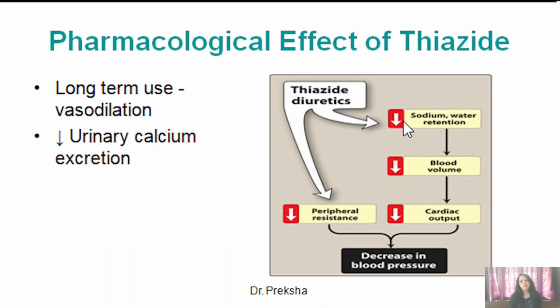Now coming to the pharmacological effects of the thiazide diuretics. Thiazide diuretics will cause a decrease in the sodium and water retention. This ultimately results in a decrease in the blood volume, and this results in decreased cardiac output as well as decreased peripheral resistance. These changes bring about a decrease in the blood pressure. When you use thiazide for the long term, it will result in vasodilatation and that will result in a decrease in the blood pressure. Apart from this, thiazide diuretics also decrease the urinary calcium excretion. So that will result in hypercalcemia.